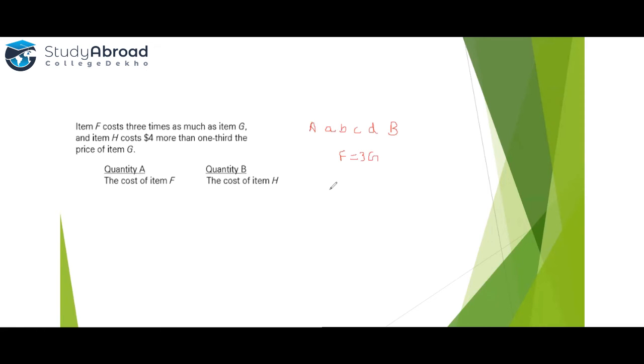And item H costs 4 more than 1/3 of G. So H is equal to 4 plus G by 3. What is quantity A? Quantity A is F. What is quantity B? Quantity B is H. Right? These two things are given to me. So let's plug in a value for G. If I try G is equal to 1, what will be F? This will be 3. What will be this? This will be 4 1/3. Which one is greater? Quantity B. So if quantity B is greater, I can eliminate answer choices A and C. Right? Any other value that I can think about? Yes, we can try G is equal to 3.